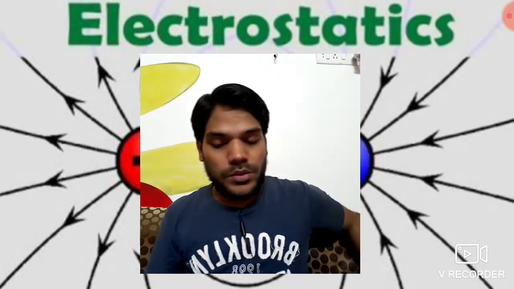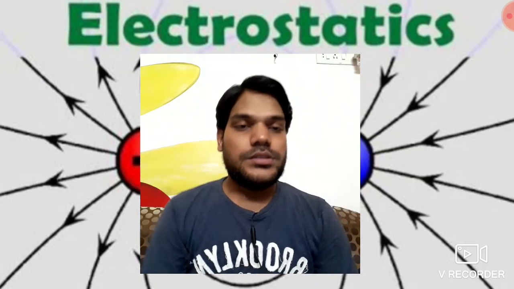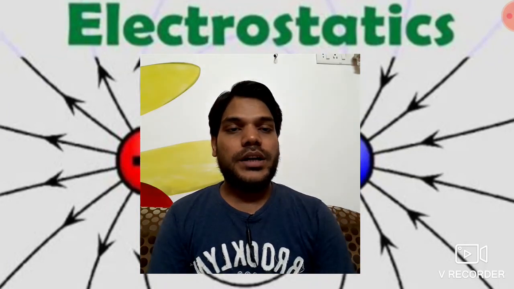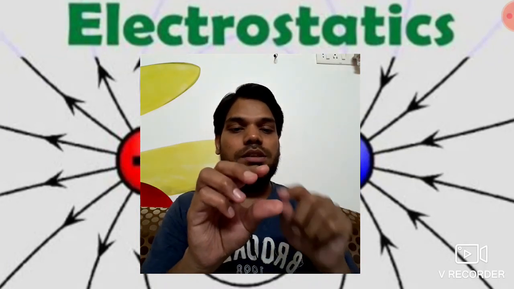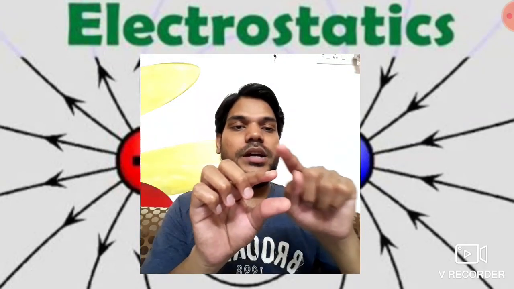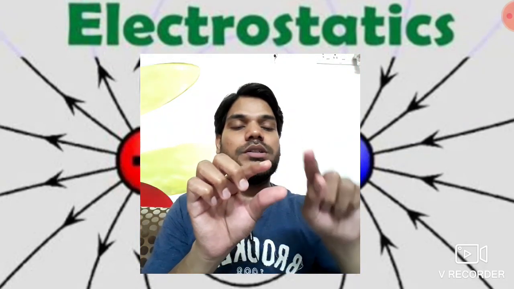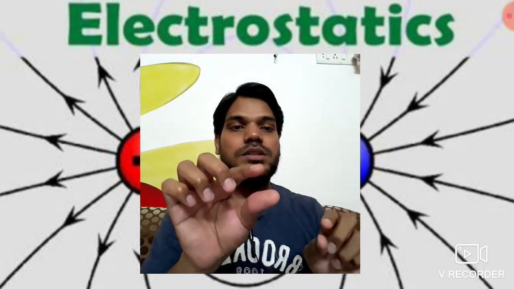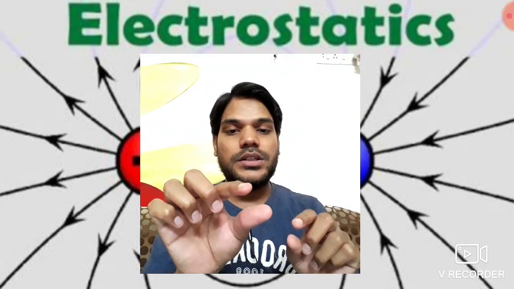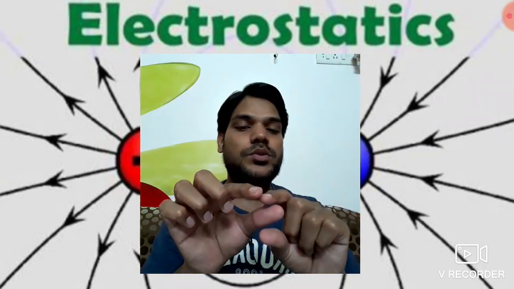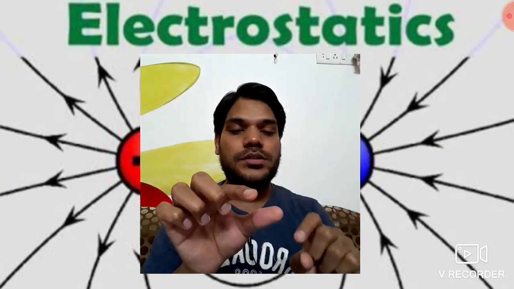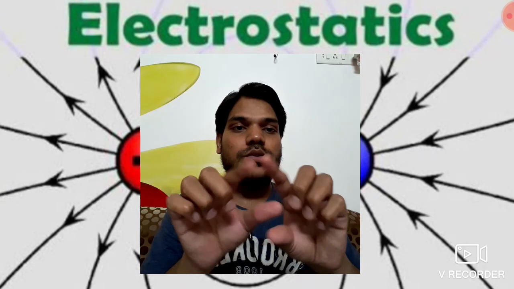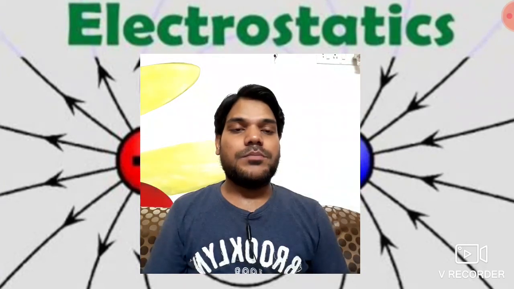And what do we know about the atom? We know that in an atom there is a nucleus at the center and electrons revolve around the nucleus in so many orbits. And what is inside the nucleus? Inside the nucleus there are protons and neutrons. So in total they form the atom.